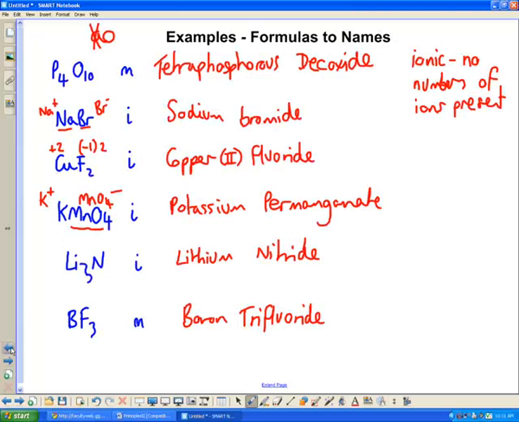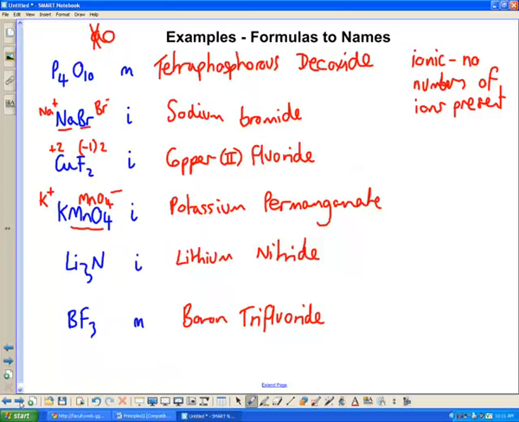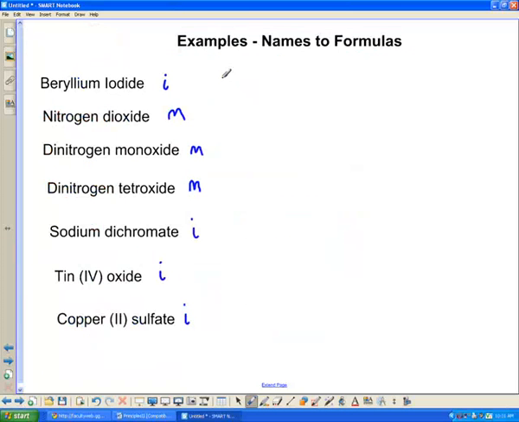Beryllium. Now beryllium is in group 2, so therefore it forms a charge of 2+. Iodide is in group 7, forms a charge of 1-. So if you have beryllium 2+ and I-, how many iodides do you need for every one beryllium? Well, of course you need 2, and the formula for beryllium iodide is BeI2.